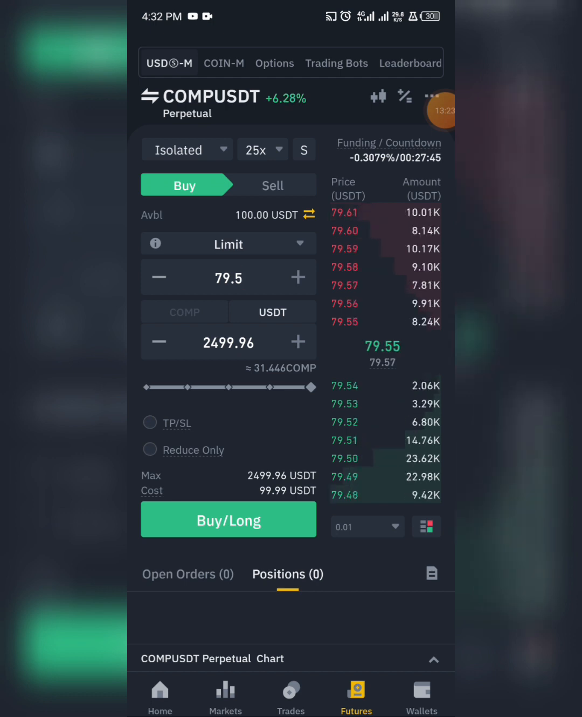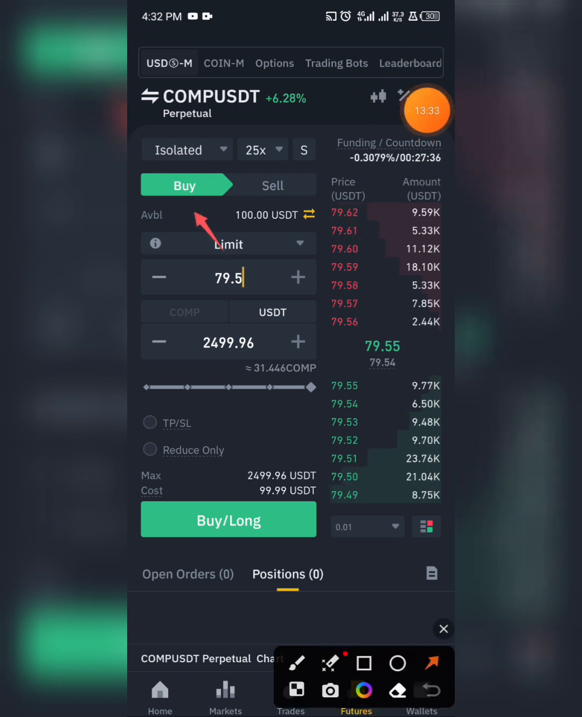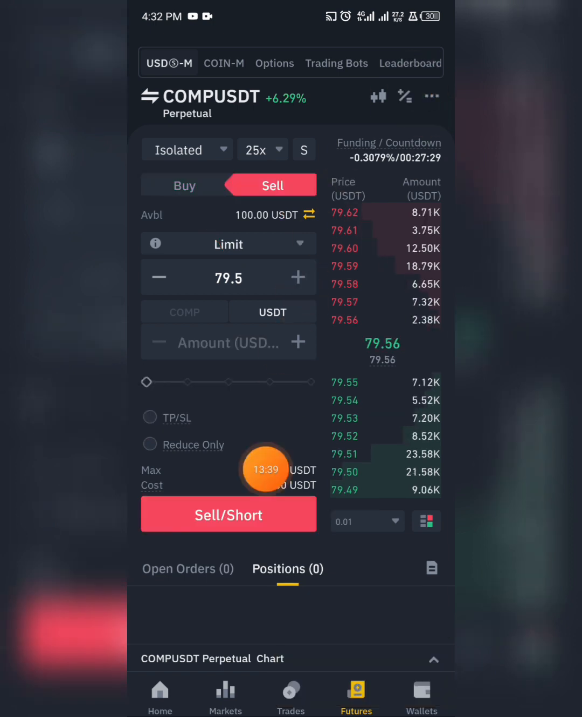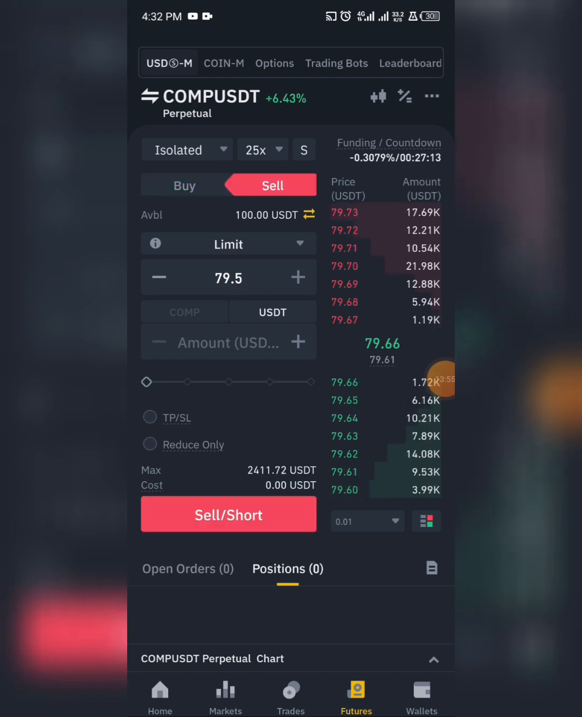Long means you are predicting that the price will go up. Short means you are saying the price will go down. So that is the difference between long and short. If you want to long any coin, you leave it on buy. If you want to go short, you leave it on sell. When you click on sell, you will see sell short. That means you are saying the coin is going to come down. If you are predicting that the coin is going to go up, you click on buy. Some signals will tell you short, some will tell you long. What they are eventually telling you is to come here and buy, or come here and sell.